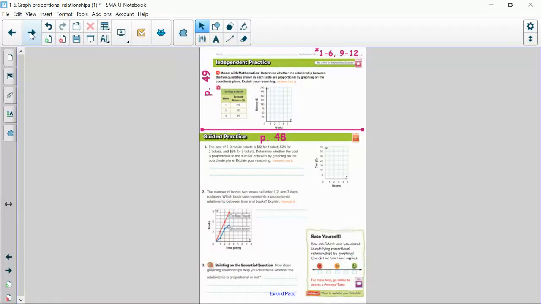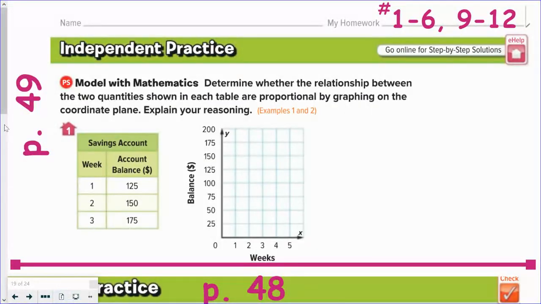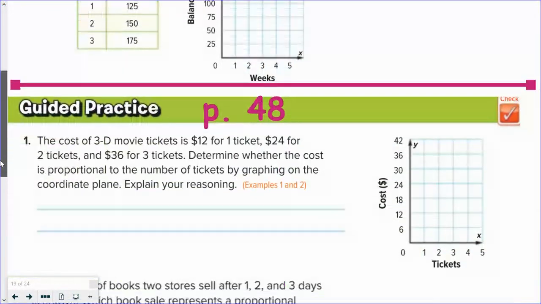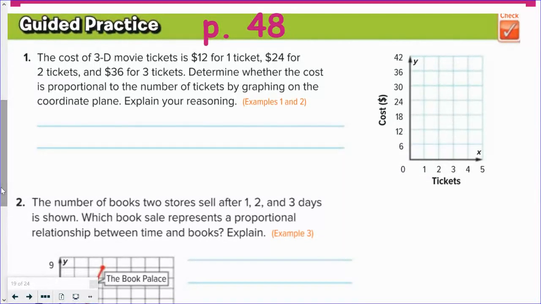Today we are going to do page 48, guided practice together. Then you have homework on three different pages, and I'll show you after we go over the guided practice. On page 48, you can do it on the PDF file that your teacher gave you, but most students like doing this on paper.